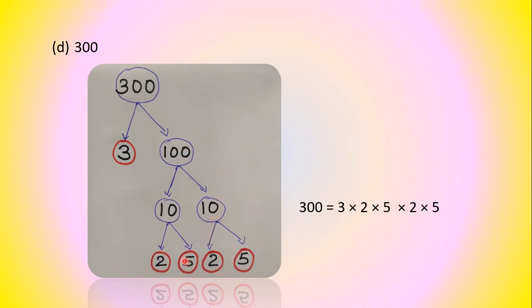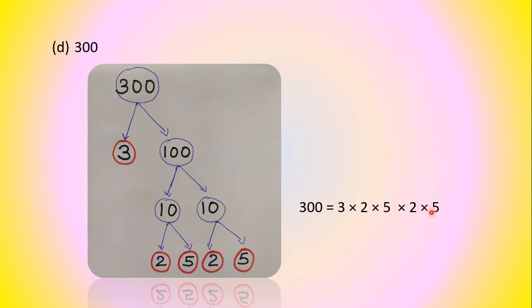So now you see in the red circles, only prime numbers are there. Here 3 and here 2, 5, 2, 5. All are prime numbers. So 300 can be written as 3 into 2 into 5 into 2 into 5. So what are the prime factors of 300? 3, 2, 5, 2 and 5.